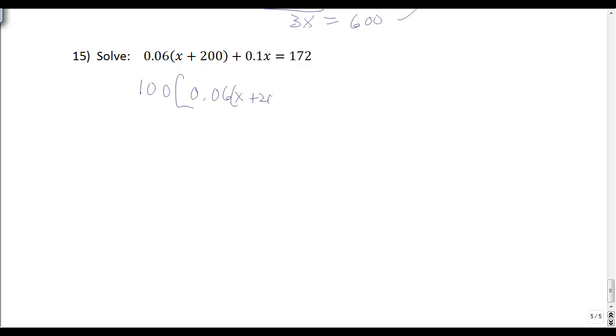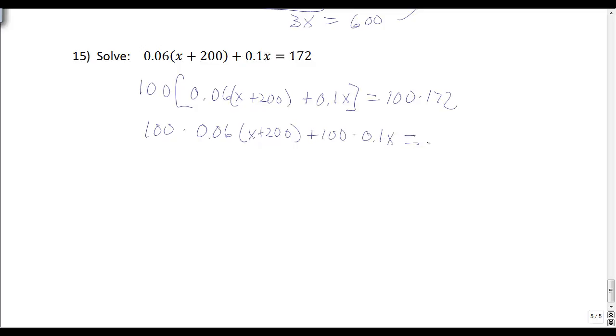0.06 times x plus 200 plus 0.1x. And then I need to multiply the right-hand side by 100 as well. And so I distribute that 100. Some of these steps here you'll start to skip once you get used to them. And then the 100 times the 0.1x as well equals 100 times 172. I just tack on 2 zeros. That's 17,200.